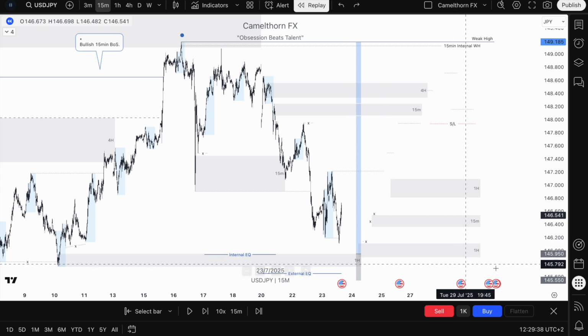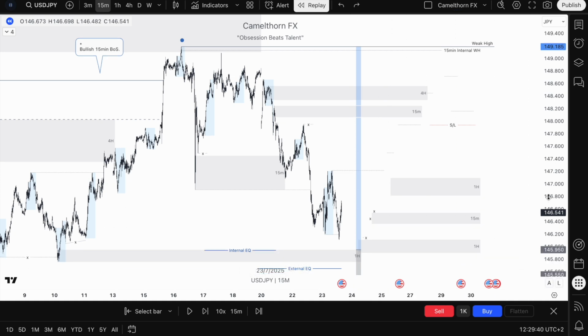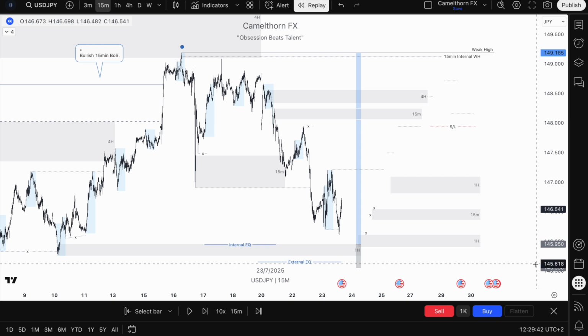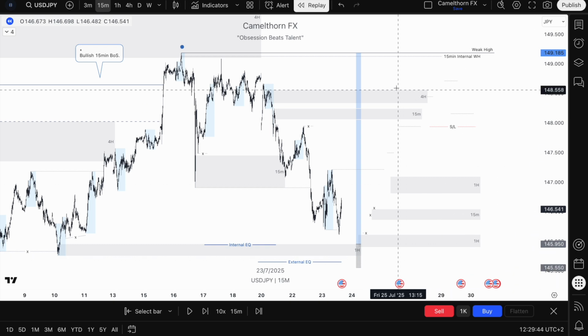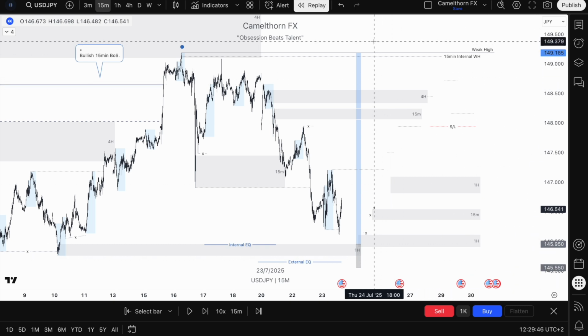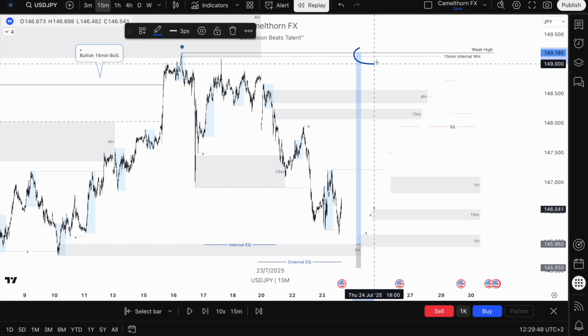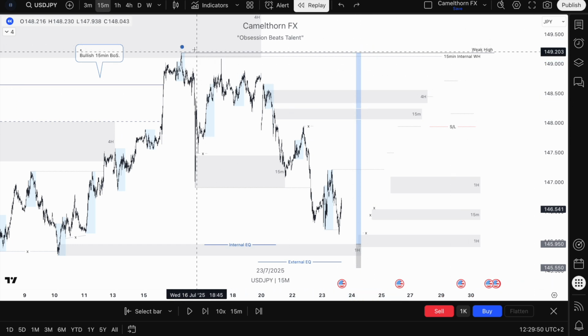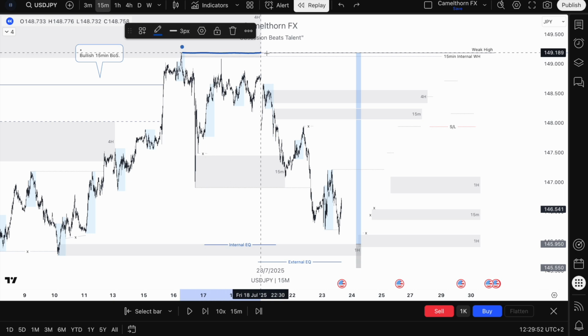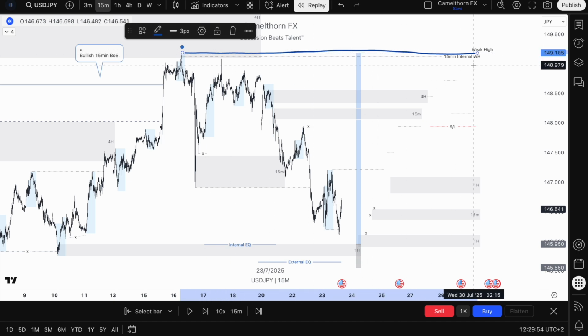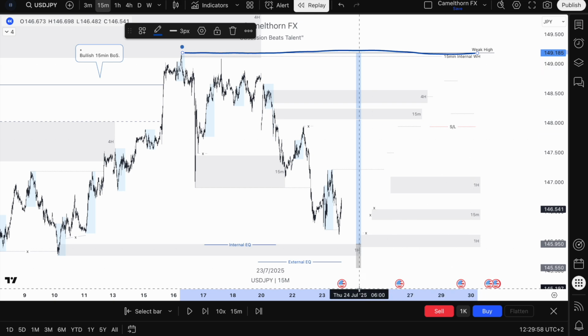So I placed my buy limit order at 145.950. I placed my stop loss at 145.550. And then I placed my overall take profit target at 149.185, which was essentially aiming for this 15-minute internal week high, which had now coincided with my external week high.